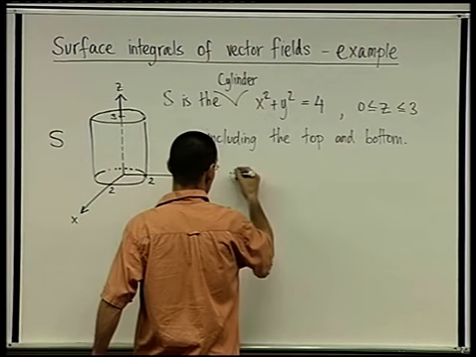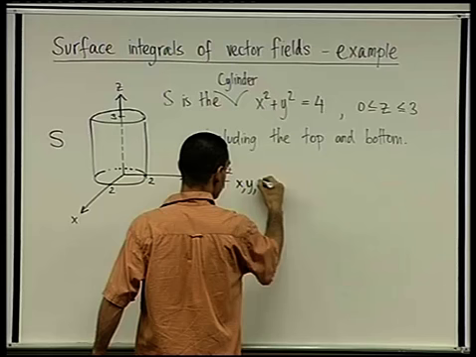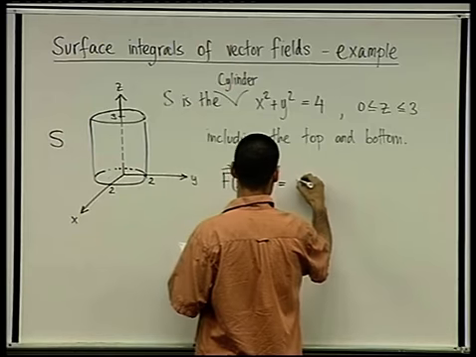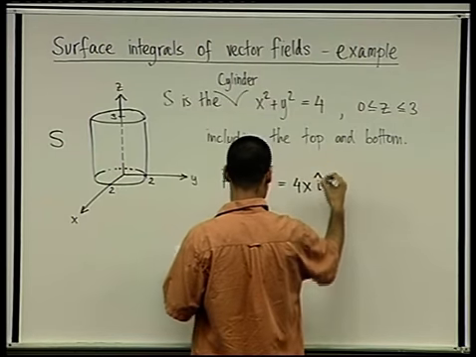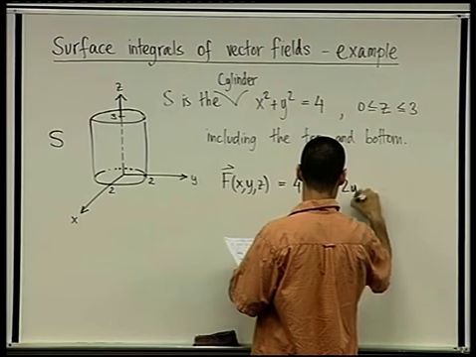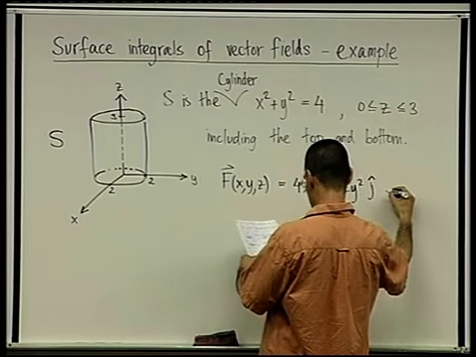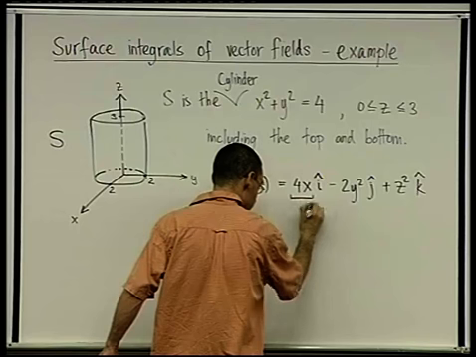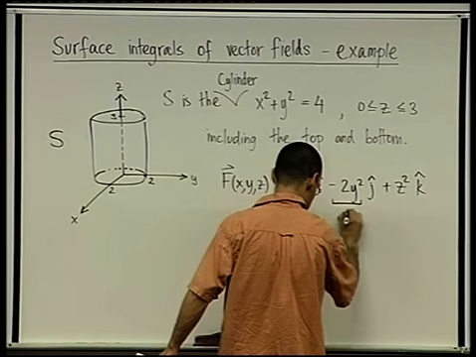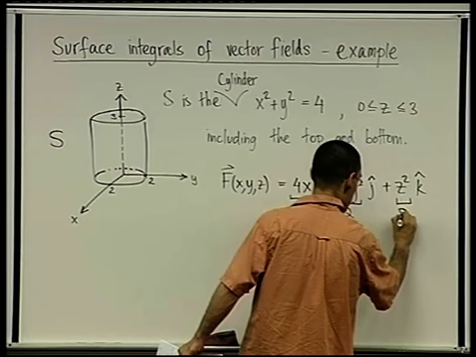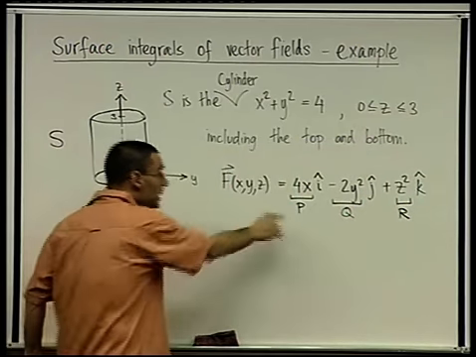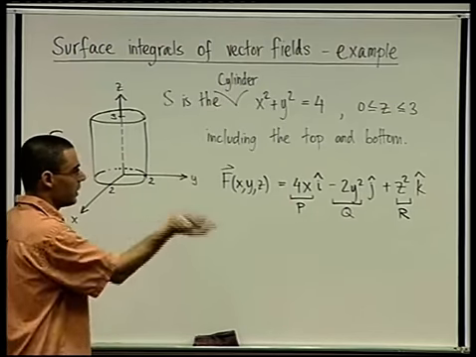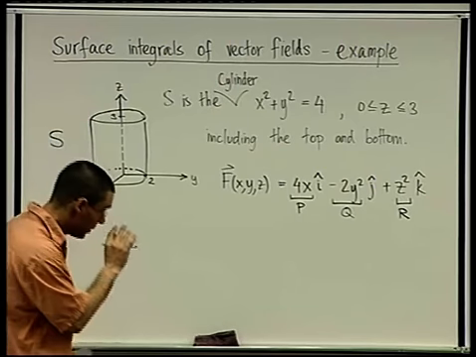There's going to be a field. So F of x, y, z is going to be a vector field. It's going to have 3 components, and it's not going to be a too complicated one. So it's going to be 4x in the i direction minus 2y squared in the j direction plus z squared in the k direction. So this is P, this is Q, and this is R. Note that in this simple example, P only has x's in it, Q only has y's in it, and R only has z's in it. But in general, they all have all 3 variables, right? This is a very simple example.